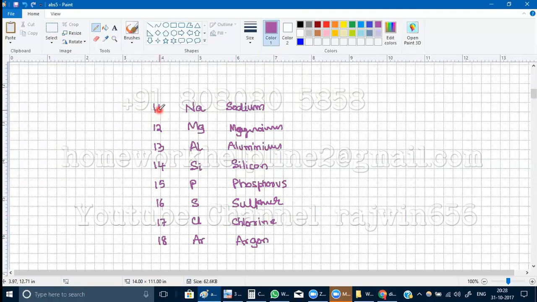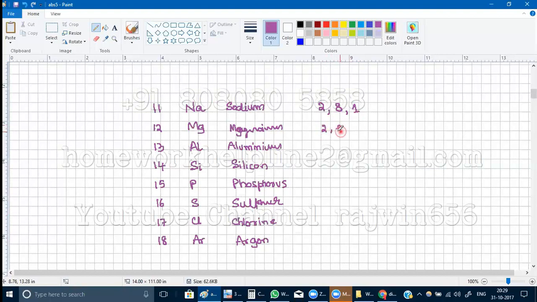We are supposed to put 11 to 18 electrons and arrange them in the form of their electronic configuration. The first orbit can have maximum 2 electrons. The second orbit cannot have more than 8 electrons. How many electrons are remaining? 2 plus 8 is 10. From 11, 1 is remaining. So the electronic configuration of sodium will become 281.